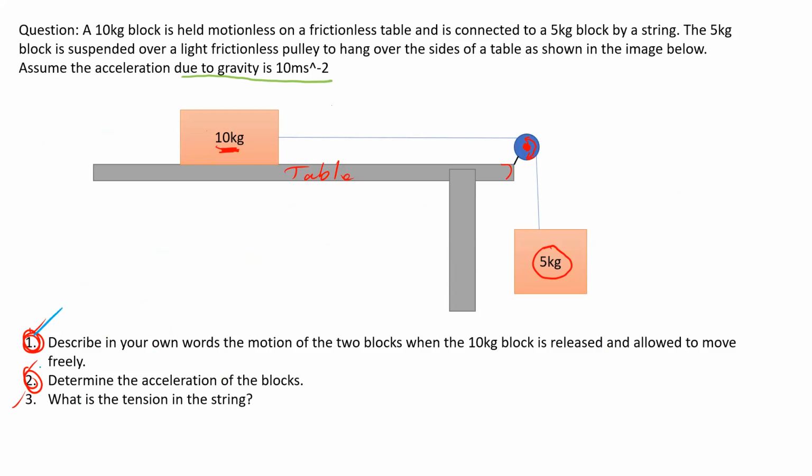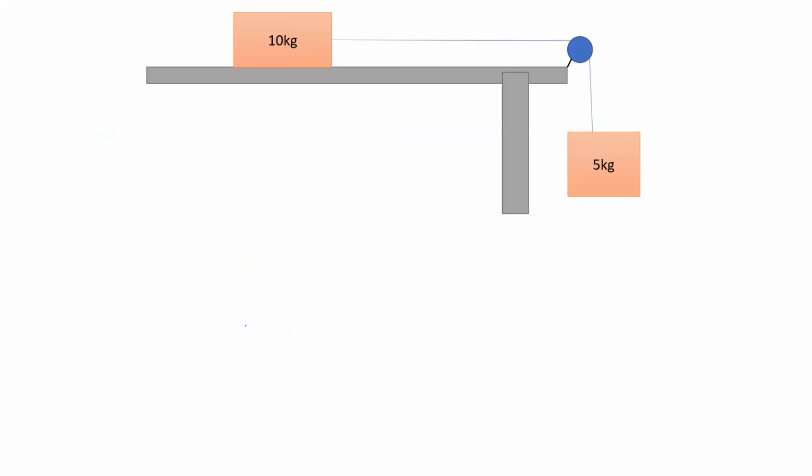So we have covered the first question and the second, now the third question. The third question says, what is the tension of the string? So once again, if we analyze our diagram, we want to determine the tension of the string. What we can do is consider instead the 10 kilogram block alone. So let's consider only the 10 kilograms.